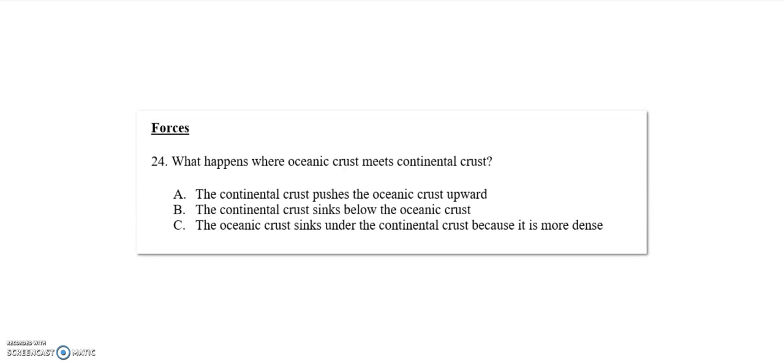Number 24. What happens where oceanic crust meets or collides with continental crust? Is it A, the continental crust pushes the oceanic crust upward? B, the continental crust sinks below the oceanic crust? Or C, the oceanic crust sinks under the continental crust because it is more dense?